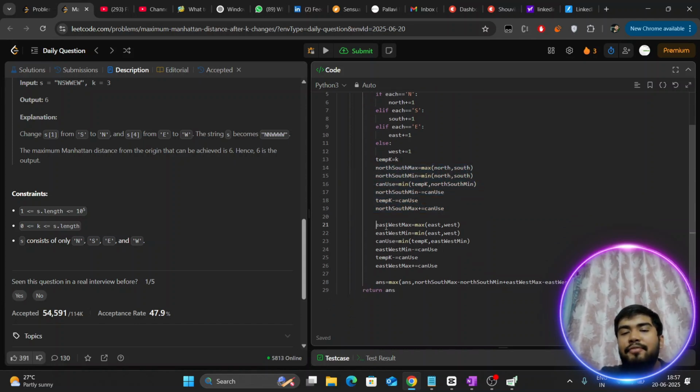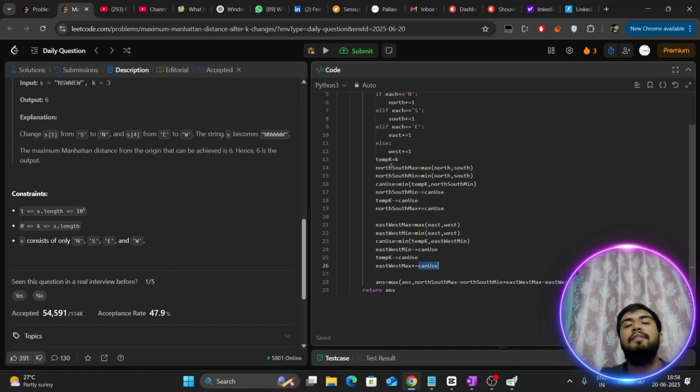Same code, just copy paste for your east to west. So east to west max is nothing but max of east to west. East to west mean is nothing but east to west mean. Can use mean of temp k, east to west mean. East to west mean minus equals can use, temp k minus equals can use, east to west max plus equals can use.